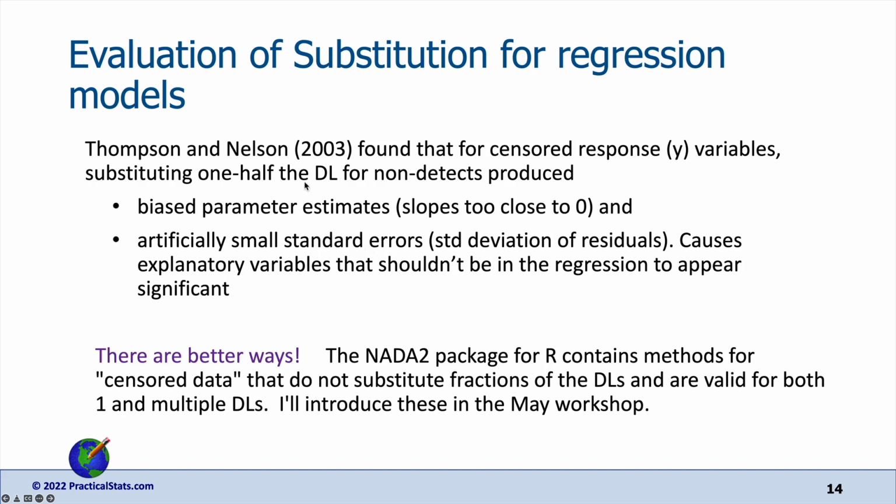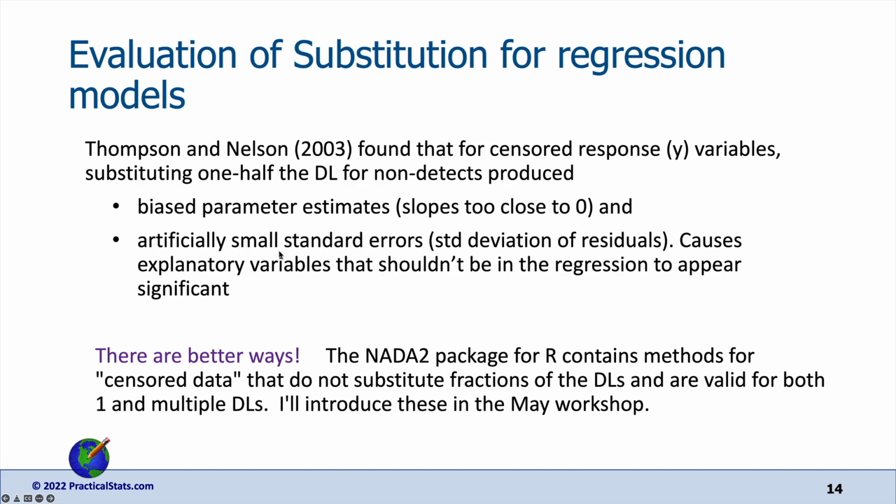This has been known again for quite a number of years. Thompson and Nelson, in a paper in Environmental Science and Technology in 2003, found that for censored Y variables, the variables on the vertical axis, substituting a half the detection limit for non-detects produced biased parameter estimates. Slopes in particular are too close to zero because we've just stuck in a whole lot of zero slope values. I won't call them data, zero slope values.